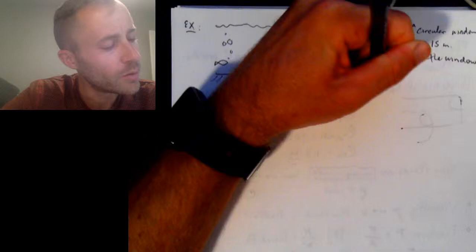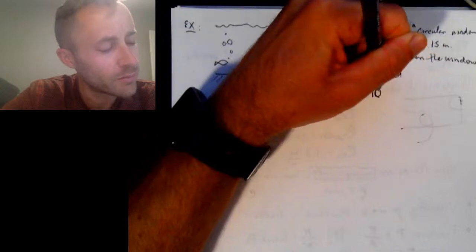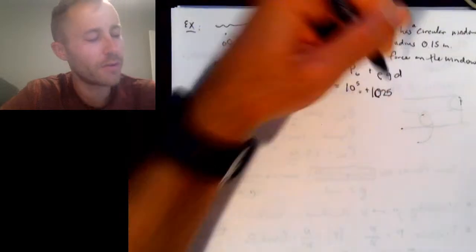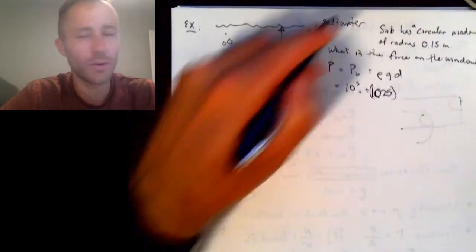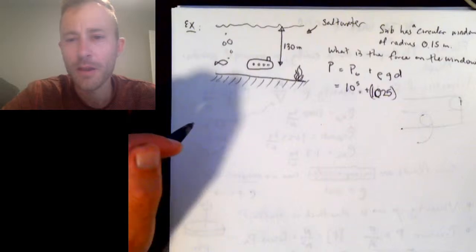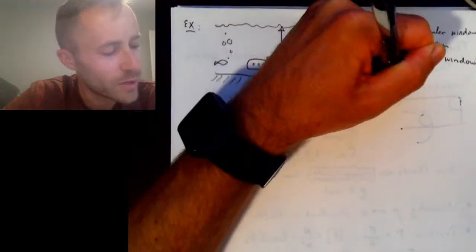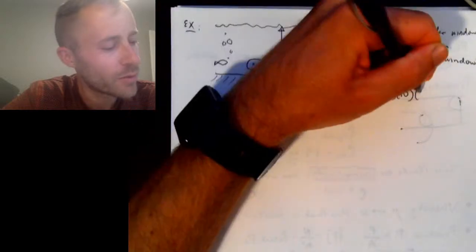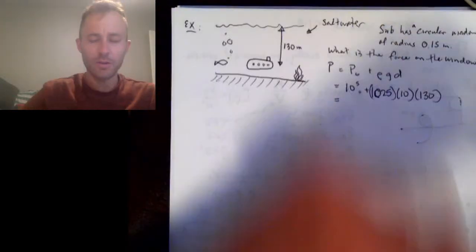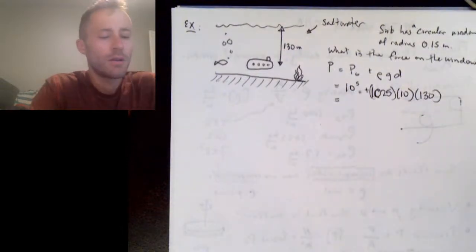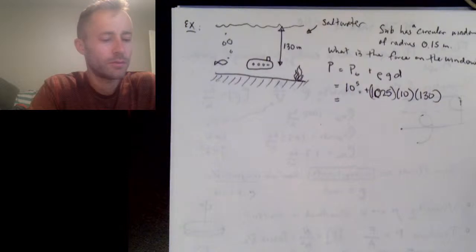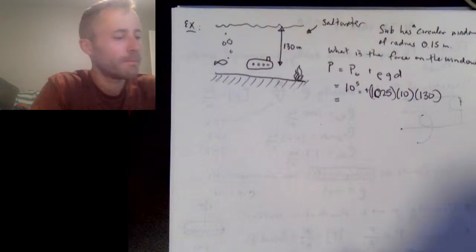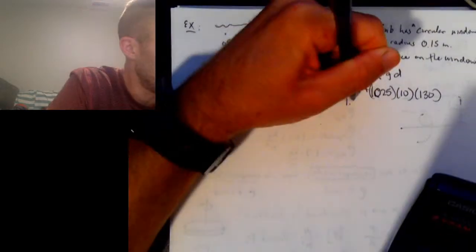Plus rho, which is 1,000. Actually, let's use the 1025 because we'll say it's salt water. I did say it's salt water. Times g, which is 10, times the depth, which is 130. So I'm going to plug this into my calculator. Okay. So what I get is 1.43 times 10 to the 6th pascals.